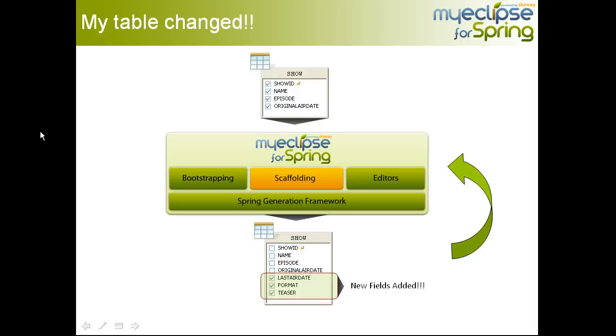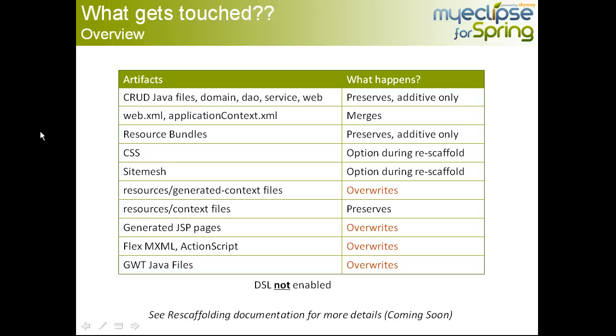So scaffolding multiple times is supported in MyEclipse for Spring 8.6, and we're planning to document more specific details about this feature. But just to give a quick overview, here are a handful of artifacts and what to expect when scaffolding. You'll notice we've added preservation and merging technology for most pieces, and we'll continue to solicit feedback on other areas where users would like improvements with rescaffolding.